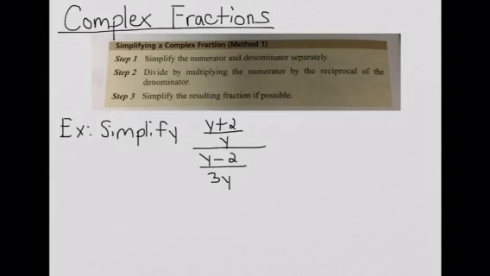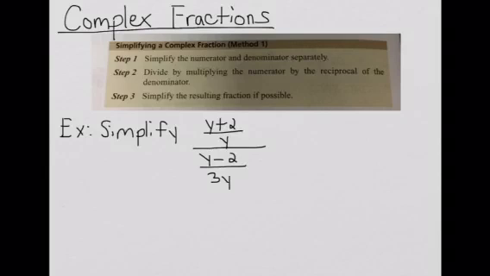Alright, so now I want us to go ahead and start looking at complex fractions, and there's two methods of simplifying complex fractions. So we'll look at each one individually, and then we'll look at them together. So the first one here is method one. It says you want to simplify the numerator and denominator separately, divide by multiplying the numerator by the reciprocal of the denominator, and then of course simplify your resultant fraction.